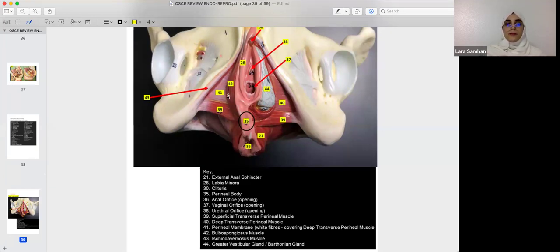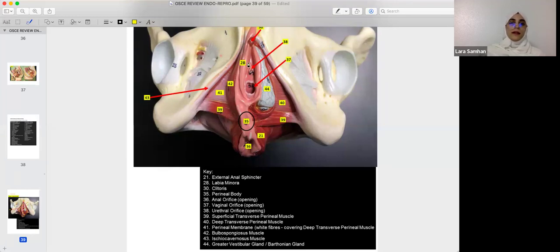We have number 42. It's basically the bulbous spongiosum muscle. As we said, everything in a purplish color is muscles, so I'll just pass through them quite quickly. In regards to number 1, it is the perineal membrane. In regards to number 39, it is the superficial transverse perineal muscle.